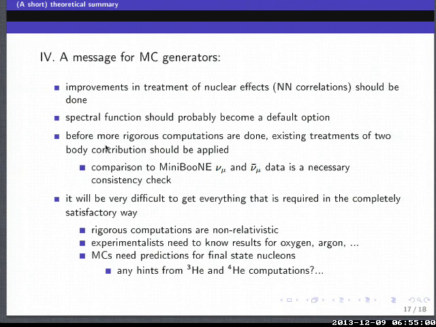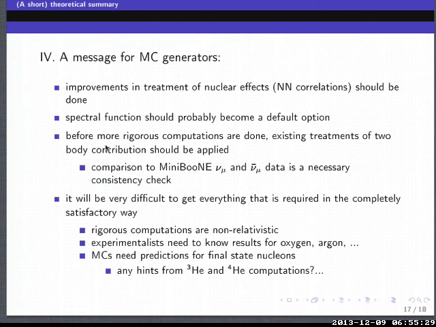the two-body current contribution, which is large, must be covered with some combination, and we should try to make it inconsistent to the smallest possible degree. And a kind of obvious constraint is to compare to the MiniBooNE neutrino and antineutrino data as a consistency, an experimental consistency check, at least that.